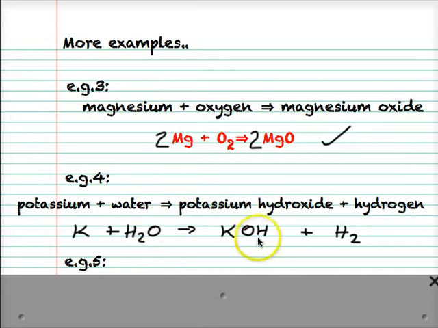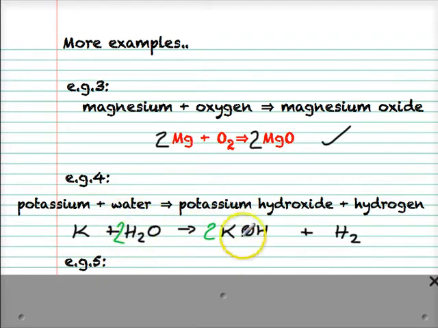Now we can see here that hydrogens seem to be the problem because the potassium atoms seem to be okay and the oxygen atoms seem to be okay, but unfortunately 2 hydrogens here, 3 hydrogens here, it's not going to work. So first of all I'm going to increase the amount of hydrogen on this side because we don't have enough. So I'm going to put a 2 in over there. Put a 2 there. So now we have 4 hydrogens on the left, 3 on the right. Not enough, but I can easily increase the number here by changing the amount of potassium hydroxide that I produce. So now we have enough hydrogens.